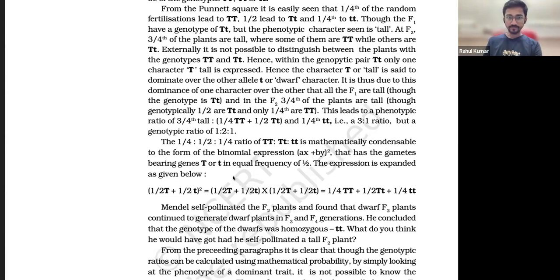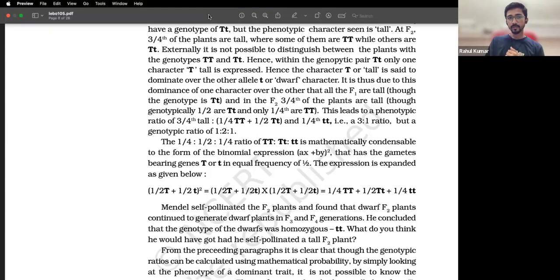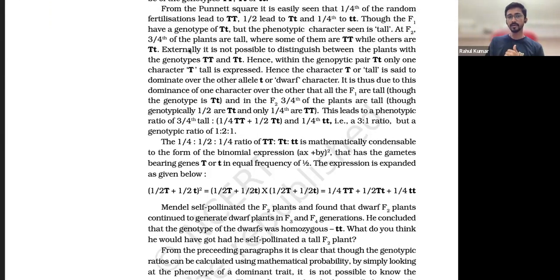So what it says is, so you know about this ratio, capital T capital T is to capital T small t is to small t small t. The ratio is 1:2:1, correct? This is the ratio, 1:2:1. Yes or no? So Parker, you have to keep writing certain things if you are, okay, you are still on the same page.